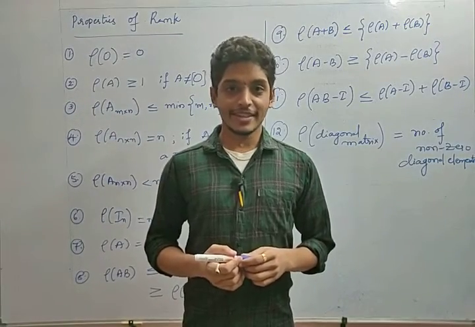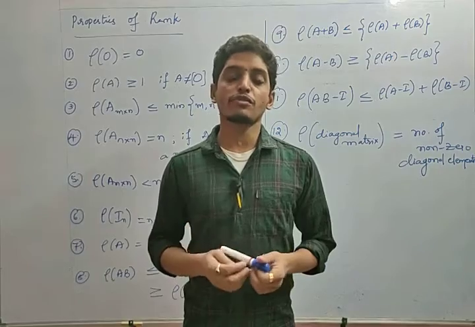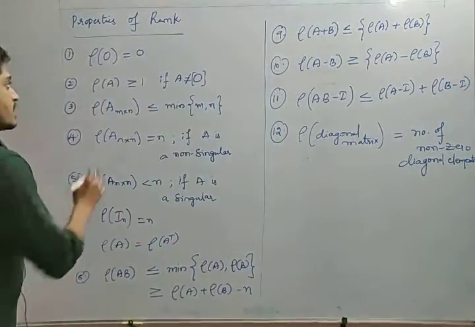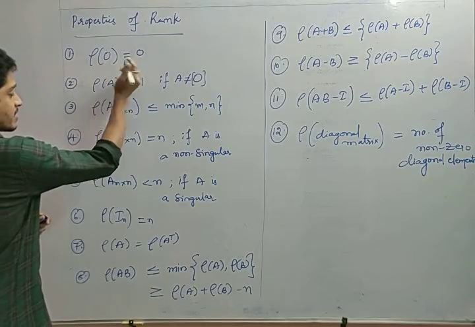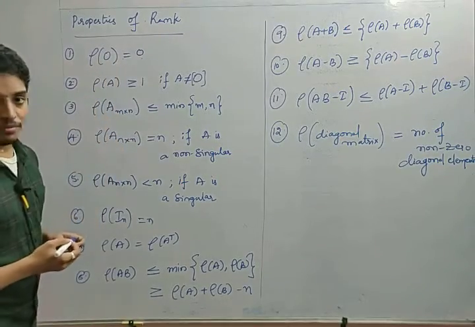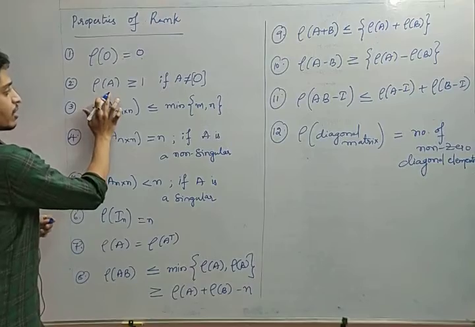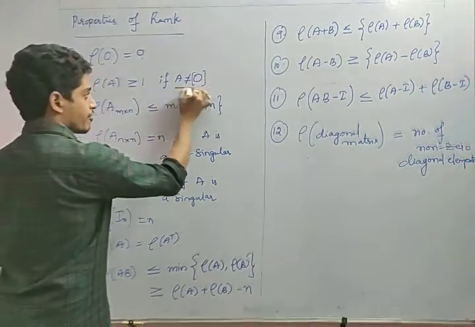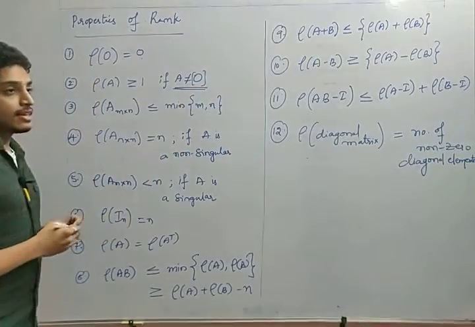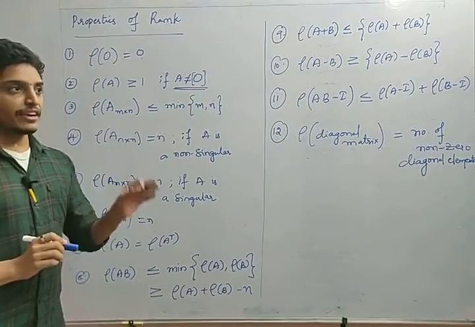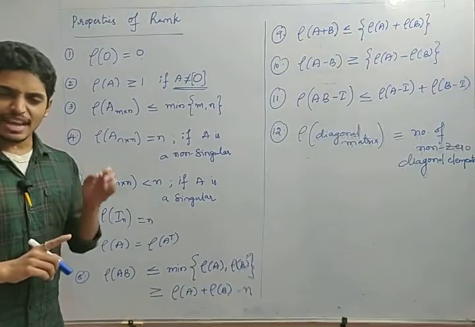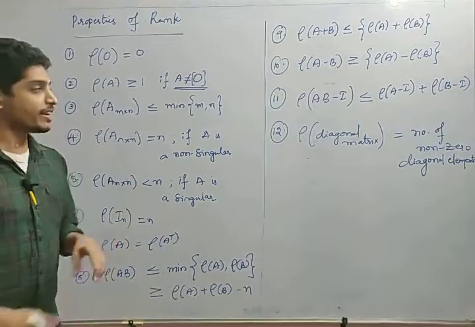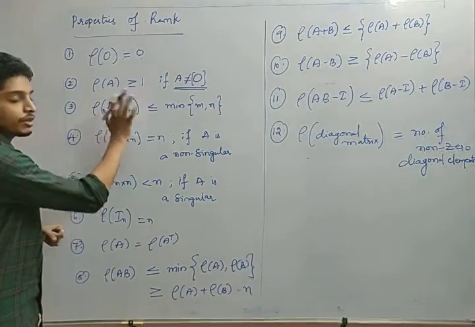Now friends, let us see the important properties of rank of a matrix. First one: the rank of a null matrix is always equal to 0. Next, the rank of a matrix is greater than or equal to 1 if and only if it is not a null matrix. Friends, listen carefully. If it is a null matrix, definitely the rank is 0. If it is not a null matrix, definitely the rank will be greater than or equal to 1.